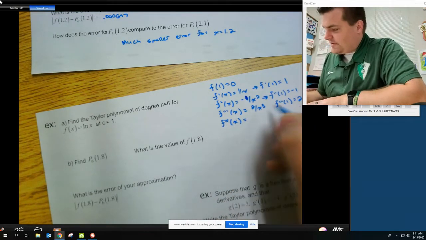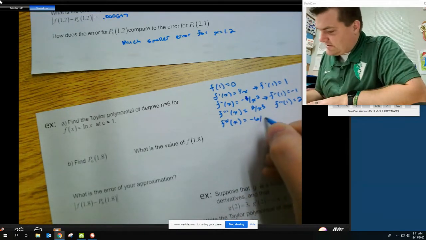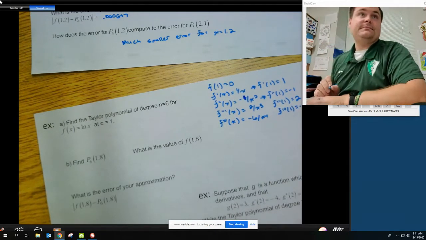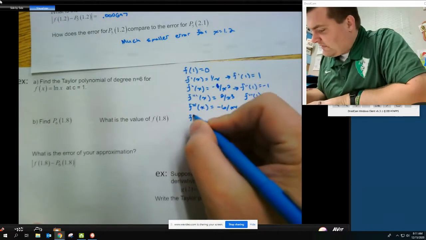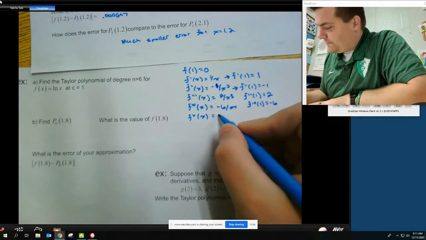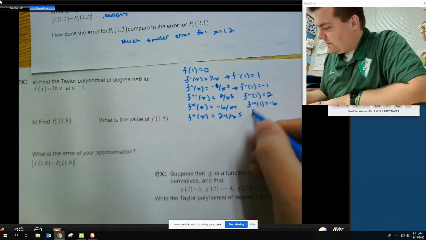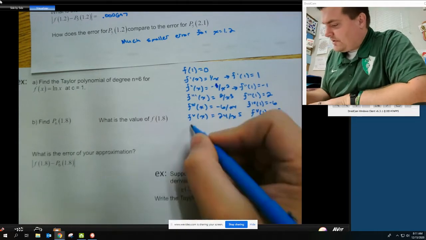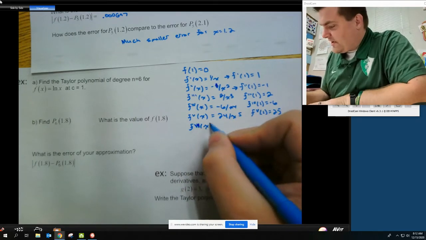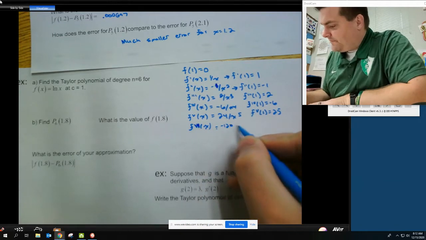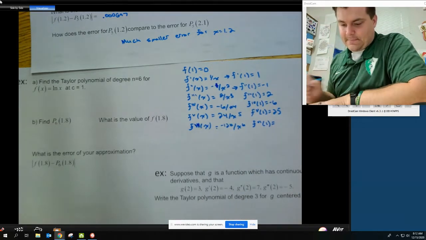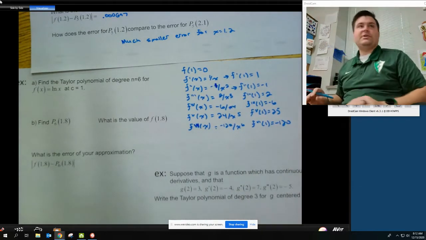Fourth derivative is going to be negative 6 over x to the fourth. So that's going to give me negative 6. Fifth derivative of this is going to be 24 over x to the fifth. This is 24. And oops, wrong Roman numeral. If I take the sixth derivative, it's VI. This one will be negative 120 over x to the 6, so this is going to give me a negative 120. So those are all of my coefficients.